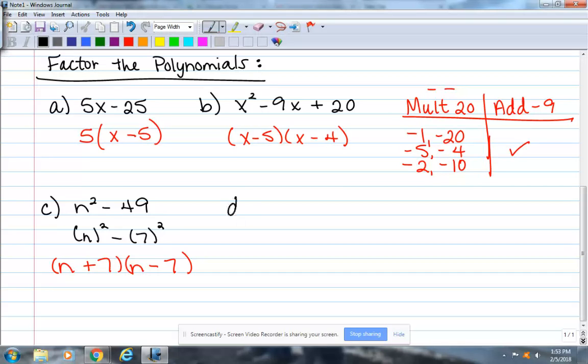Again, I'm mixing them all up because I don't want you getting stuck on thinking we have to do something the same way every single time.